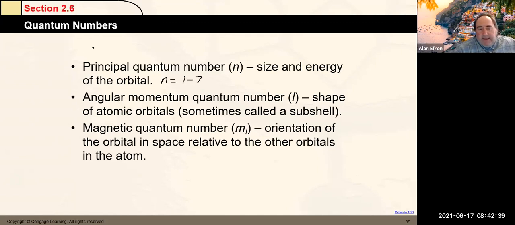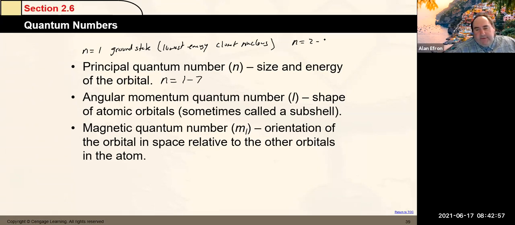As we talked about a couple of times already, n equals 1 is our ground state. It is the lowest in energy and the closest to the nucleus. Anything above that, n equals 2 through 7, are what are referred to as excited states. These are further away from the nucleus and higher in energy.